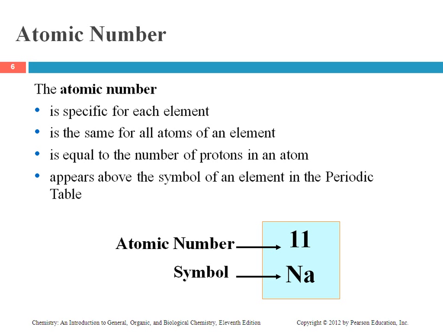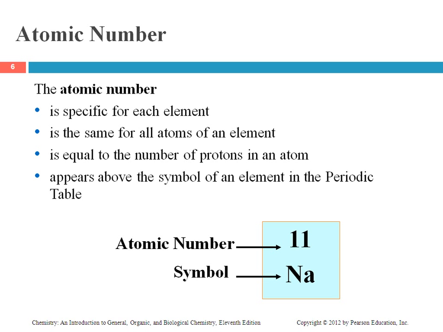So if an element has an atomic number of 11, like here for sodium, there's no other element besides sodium with the atomic number of 11. If it has an atomic number of 12, then it is a different element. The atomic number is equal to the number of protons in an atom. So this is its identity. This is an element's identity.